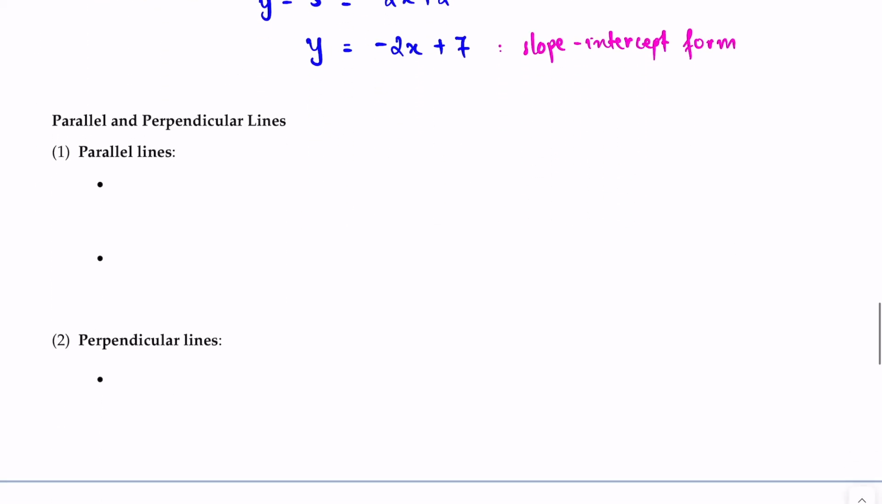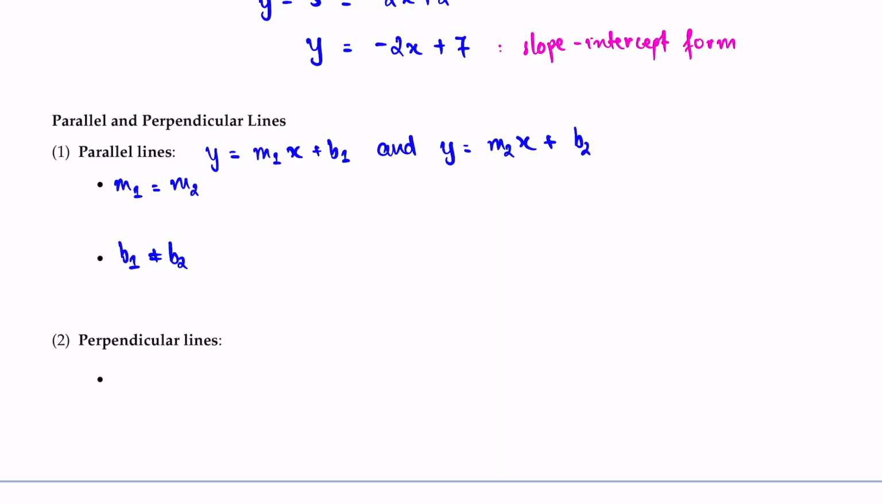Let's talk about parallel lines and perpendicular lines. Let's say you have two lines. The first line is y equals m1x plus b1, and another line is y equals m2x plus b2. The two lines are parallel to one another when the two slopes are equal, so m1 equals m2, and b1 has to be different from b2.